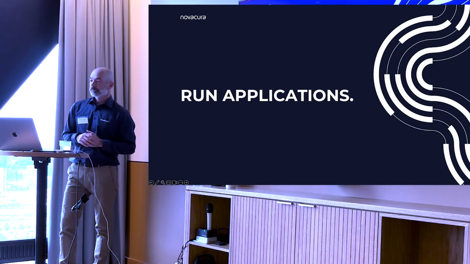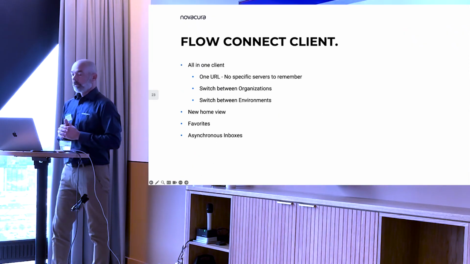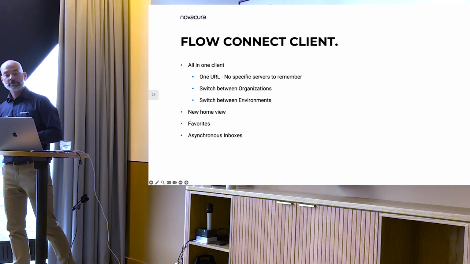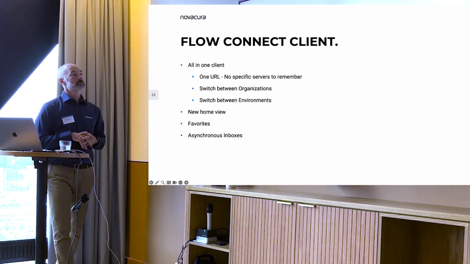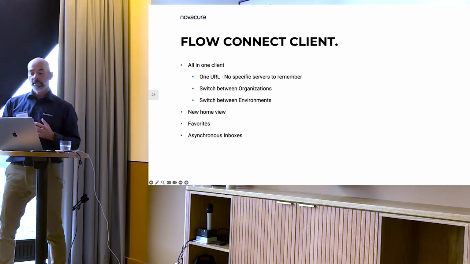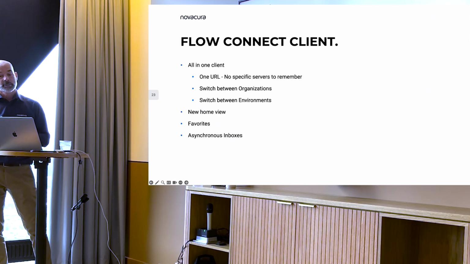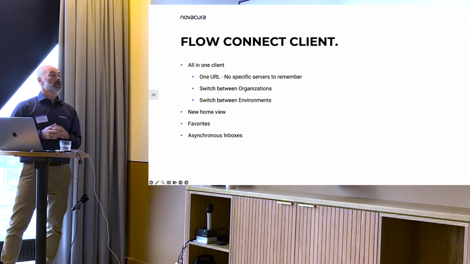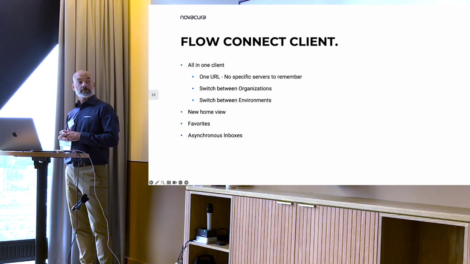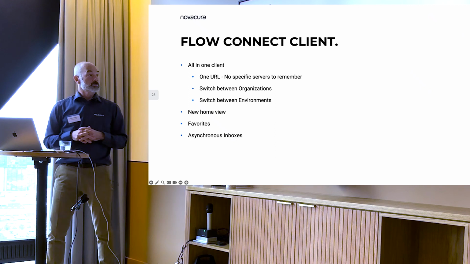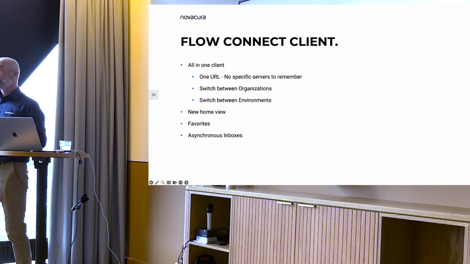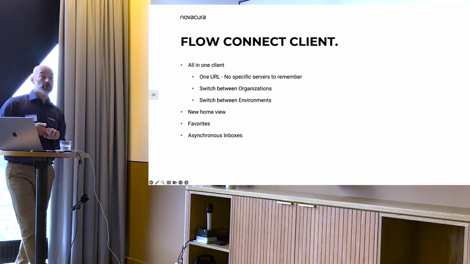Run applications. The new Flow Connect client is an all-in-one client, meaning we have one URL. There's no specific service to remember. We can switch between organizations and environments inside the client. We have a new home view. We can have favorites. And we have asynchronous inboxes. And that means that the client is no longer locked while waiting for the inboxes to update.